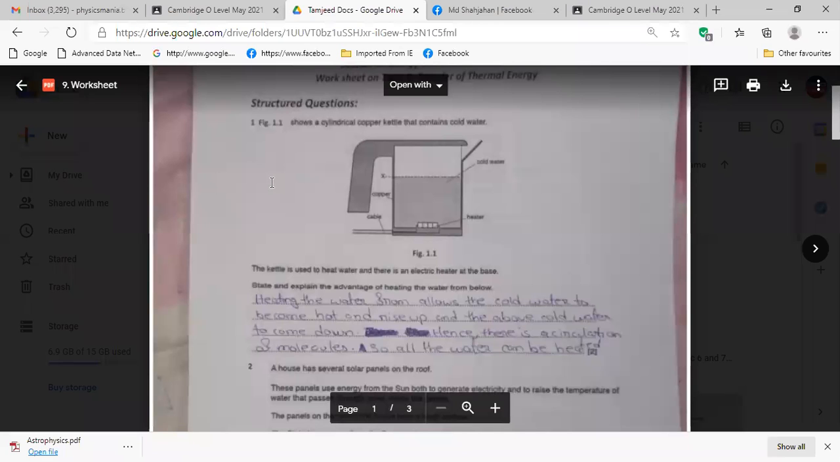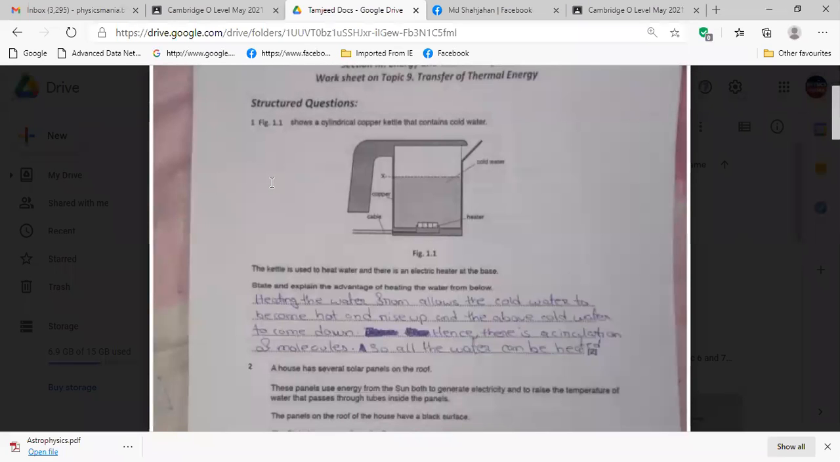Read. Figure 1.1 shows a cylindrical copper kettle that contains cold water. The kettle is used to heat water and there is an electric heater at the base. State and explain the advantage of heating the water from below. Heating the water from below allows the cold water to become hot and rise up, and the above cold water to come down. Hence, there is a circulation of molecules. All the water can be heated.